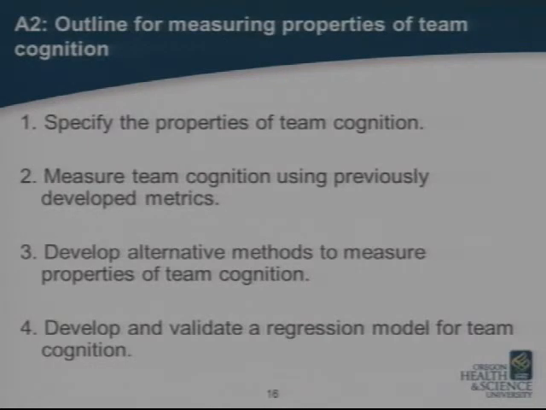So as part of my second aim, what I want to do is specify the properties of team cognition. I'll do that in the next slide. Then measure team cognition using previously developed metrics, and develop alternative metrics where necessary to measure some other properties of team cognition, and then develop and validate a regression model of team cognition.